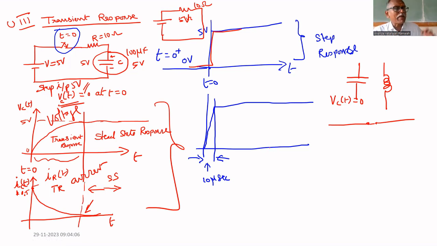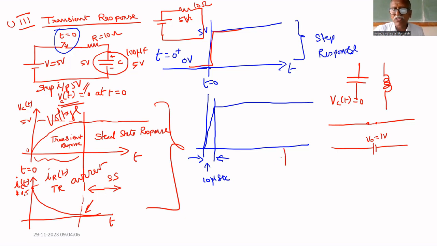But suppose the capacitor has some charge initially. Let us assume that it has 1 volt. In that case, let us assume that voltage opposes the applied voltage, meaning V naught equals 1 volt. It acts like a battery. The capacitor will act like a battery, and the polarity depends upon the initial charge.